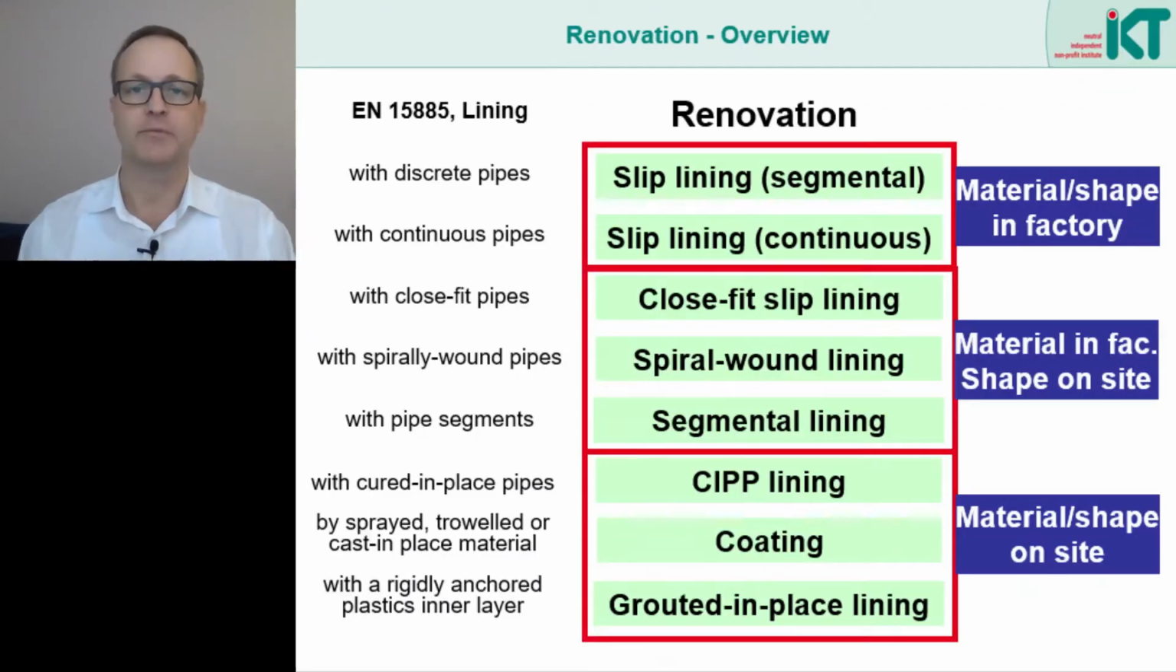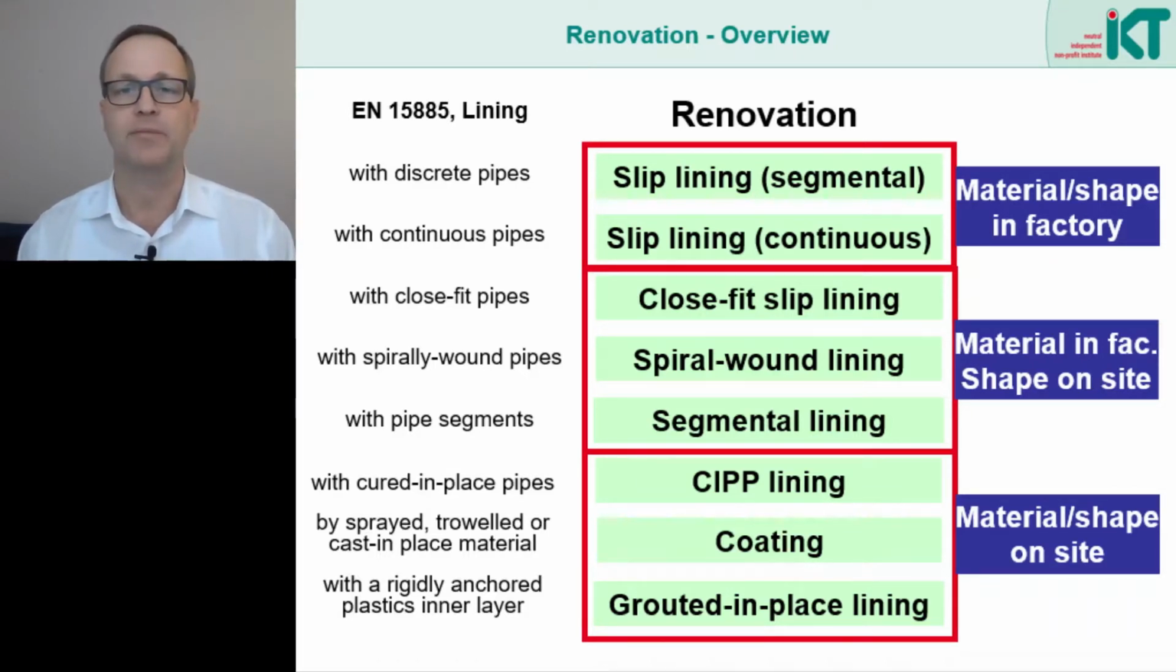In rehabilitation practice, however, other terms are also used for the methods. On this slide we see the definitions according to the European standard on the left. Next to this we now see the terms as they are commonly used. The methods are summarized in 3 groups. This grouping is not found in the standard, but it is very helpful for understanding the quality influences. And let me explain this.